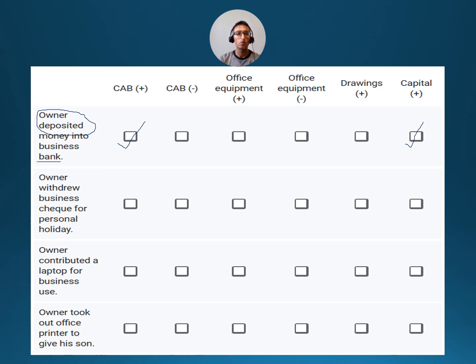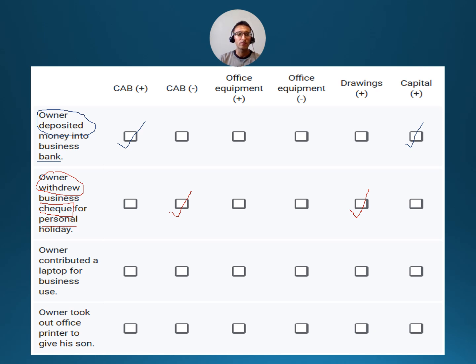In the second one, the owner withdrew. When the owner withdrew, and it mentioned here for personal reason, the drawings account will be affected. That is one effect. Let's look for another effect. The account to adjust here will be cash at bank because a business check is affected. When a check is issued, it will affect the business's cash at bank account, and the business will have less money in the business bank account. Therefore, the cash at bank account decreases. So we need to put it in a negative column.